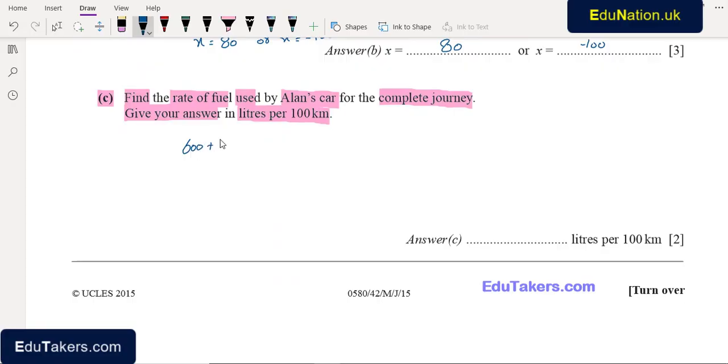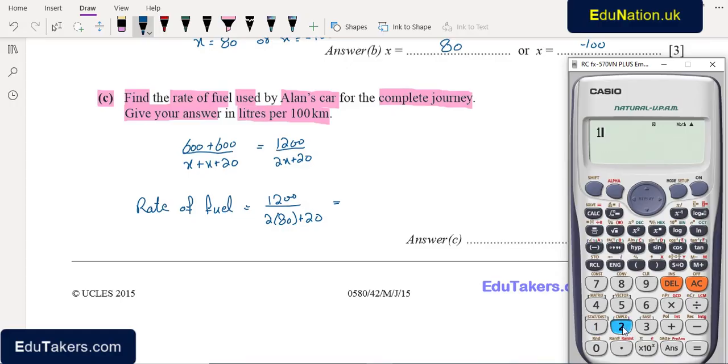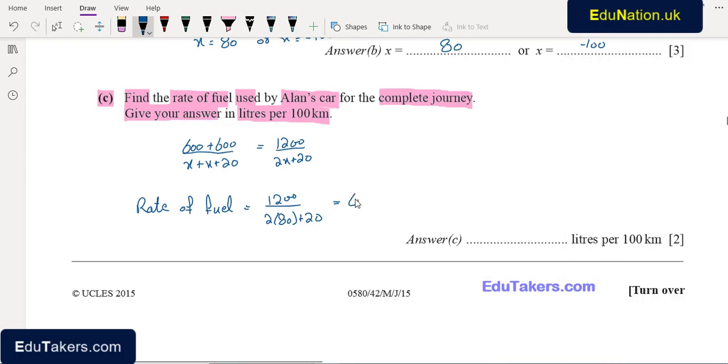This will be 600 plus 600 over x plus 20 is equal to 1200 over 2x plus 20, and the positive root is 80, so rate of fuel will be 1200 over 2 into 80 plus 20. 1200 over 2 times 80 plus 20 is 6.67 liters per 100 kilometer.